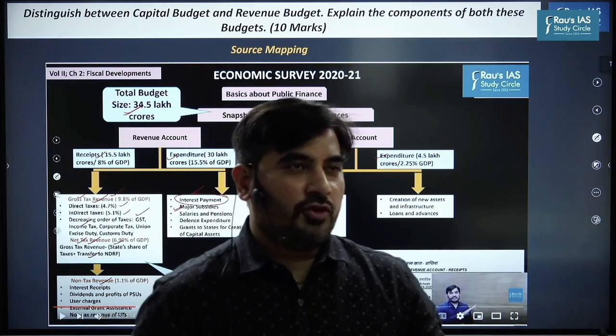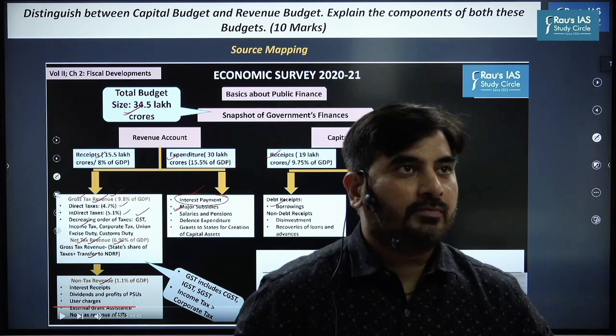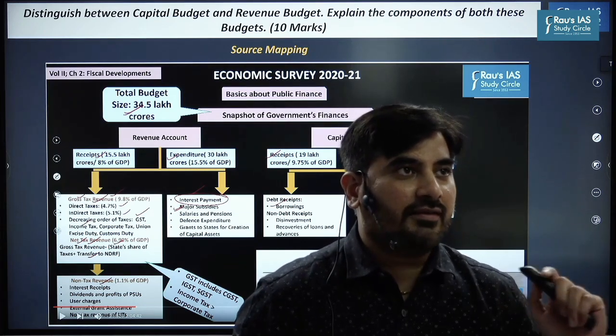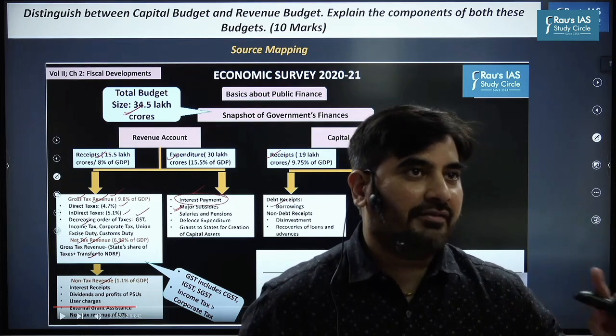Okay, as far as the source mapping is concerned, as you can see, this is a screenshot of last year's Economic Survey. In this Economic Survey, I had discussed the components of the revenue account and the capital account in detail. Everything was covered last year.